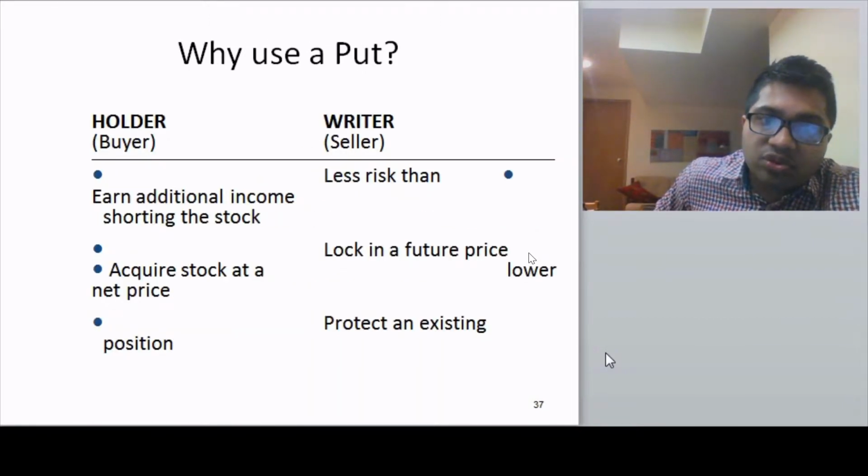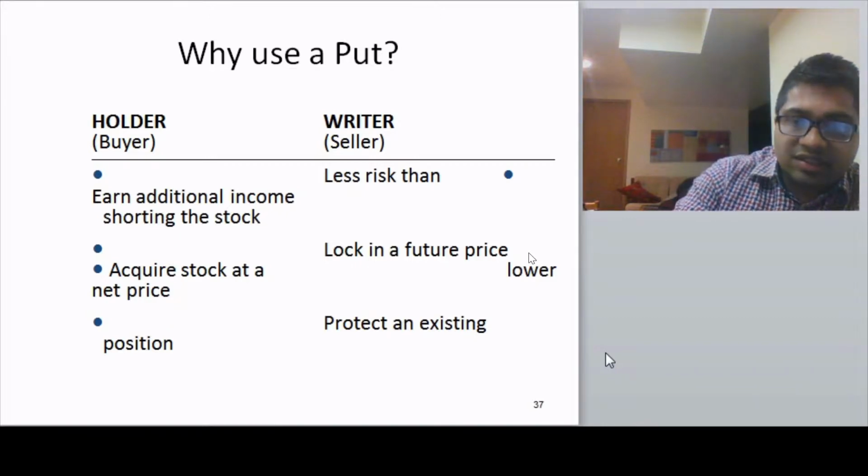Why can you use a put? Holders use puts for earning additional income. Then there is lesser risk, and you use it for acquiring stock at a net price. You look at the future price. And protecting an existing position. So all of these are uses of a put.